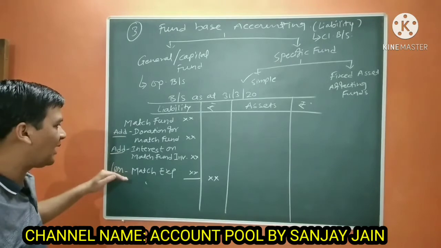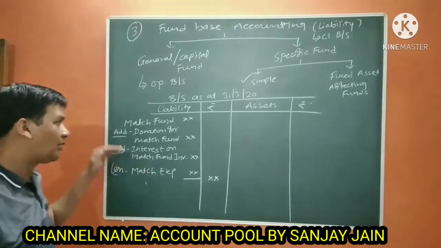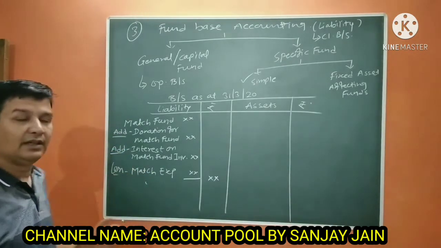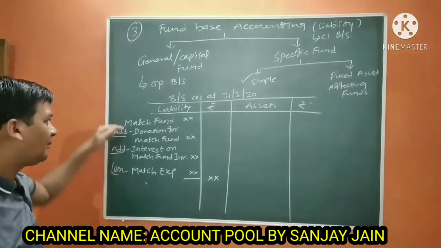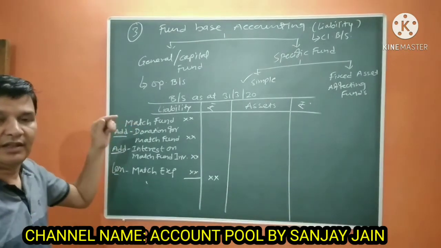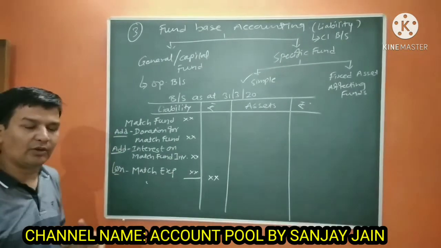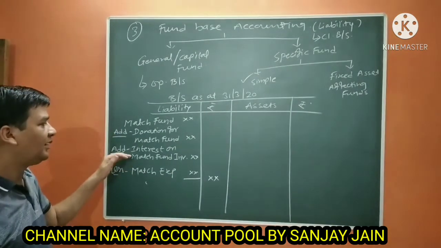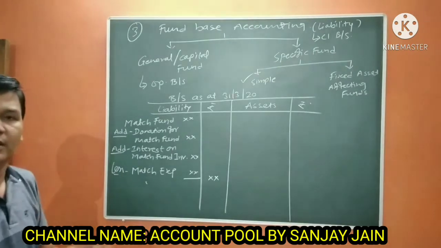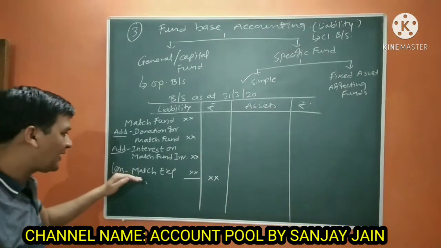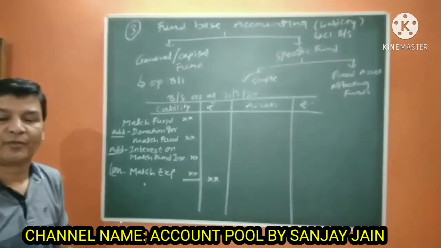All the items are having one effect. You are going to get all the items in receipt and payment. Match fund you will receive on the receipt side. Donation you are going to receive on the receipt side. Interest you are going to receive on the receipt side, whereas expenses you are going to get from the payment side.